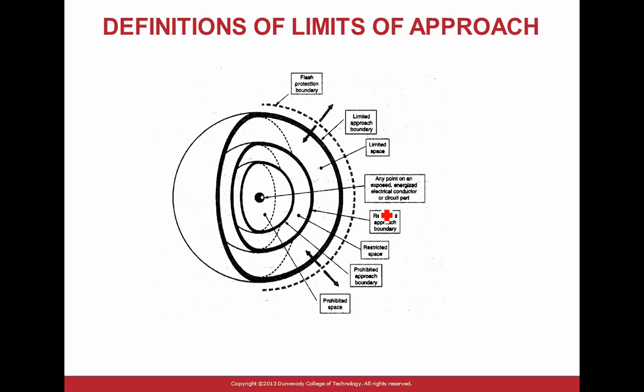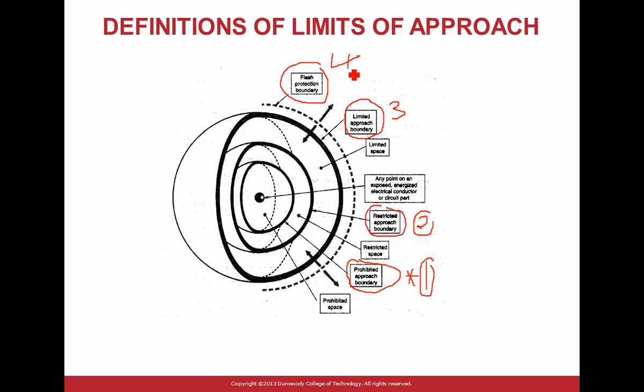There's something called the boundaries, guys, and I'm going to limit these to a couple of things. Number one, the prohibited boundary. I'm going to highlight this one. Can you guys see that? The second one is the restricted boundary, number two. The third is the limited boundary, number three. And the fourth one is the arc flash boundary, number four.